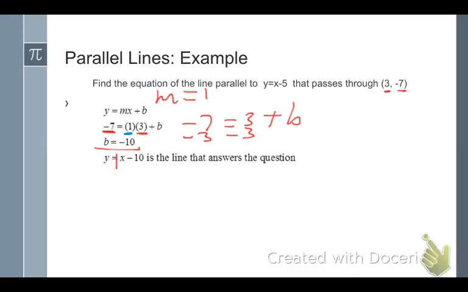Remember, the form of your answer is usually given in the problem. You're supposed to find an equation. That means your answer should be an equation.